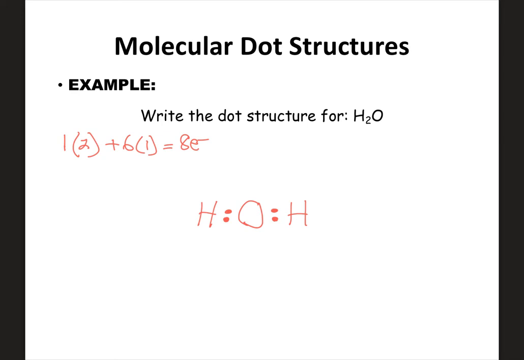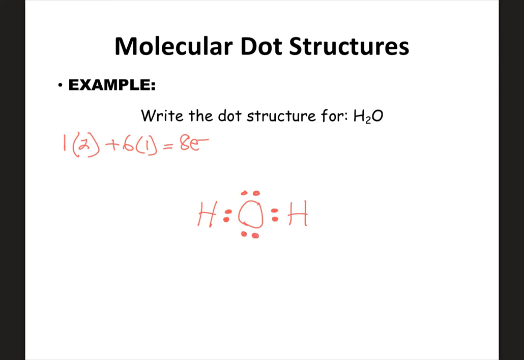And then don't forget this step, make everybody happy. So if we look at our picture here, each hydrogen has 2 electrons around it. So each hydrogen is happy. Hydrogen wants 2. But if you look at oxygen, oxygen only has 4 around him. Oxygen wants 8 valence electrons. So you have to add extra electrons on him. So he needs 4 more total electrons. So when I draw in these 4, now oxygen is happy.